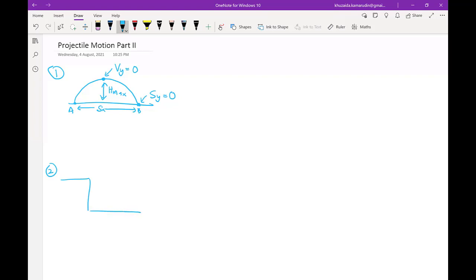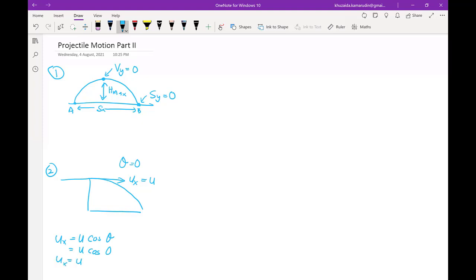Okay, half projectile motion is something like this. Okay, you have the initial velocity u dekat sini and the angle theta over here equals to 0. So automatically your ux is equals to u. Okay, because we have ux equals to u cos theta. So u cos 0 equals to 1. So therefore you have ux equals to u.